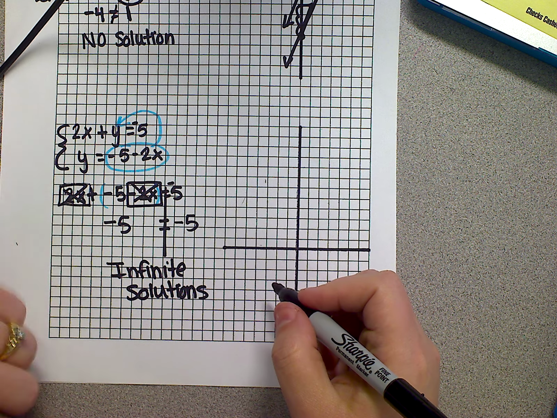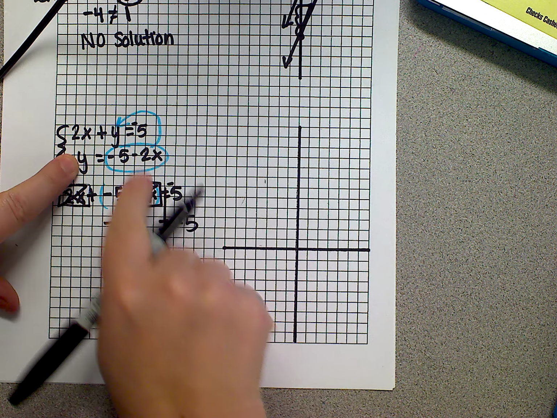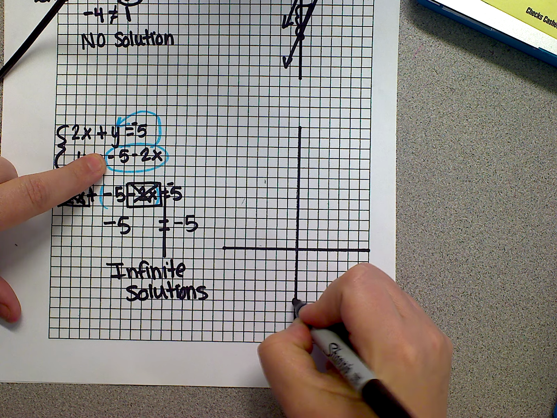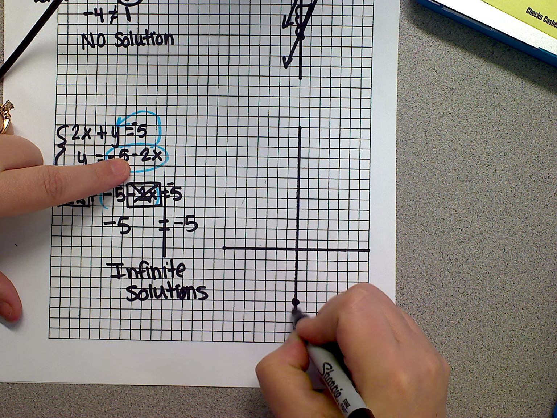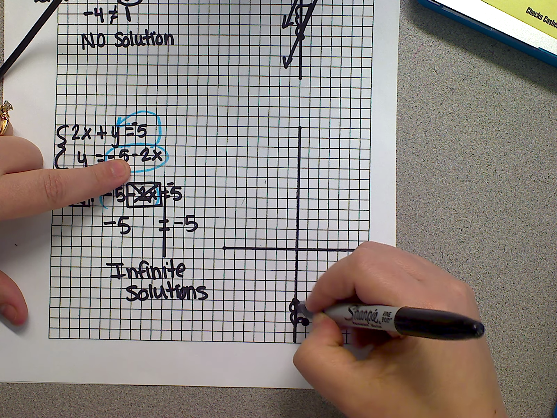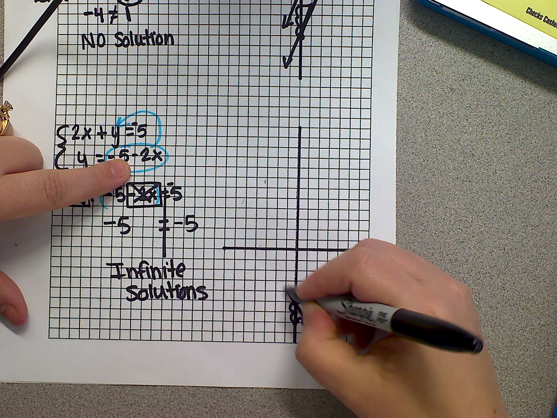And to graph that, we would of course graph this bottom one. We would start at negative 5, then go down 1, 2 and over 1. Alright, so that would be that line.